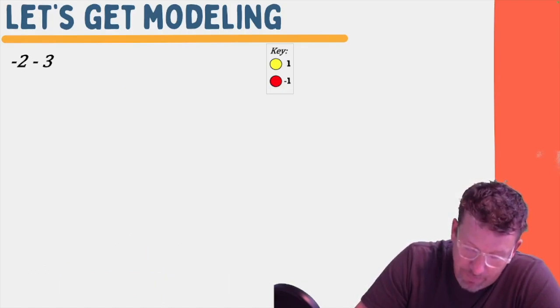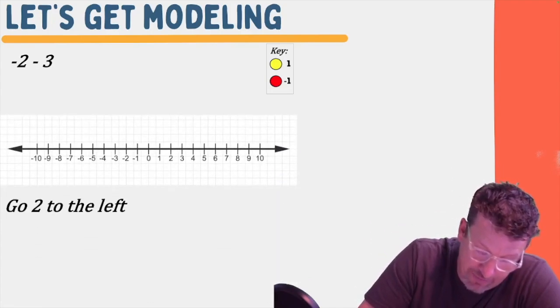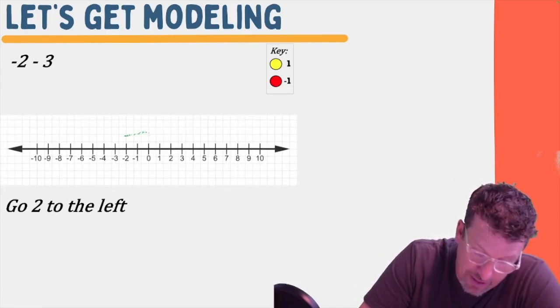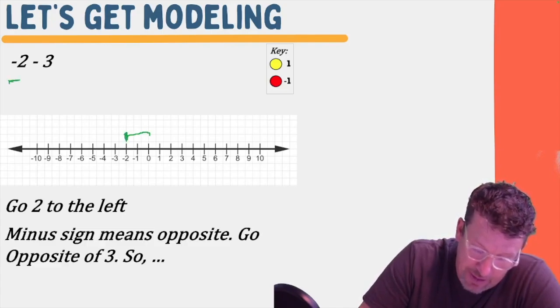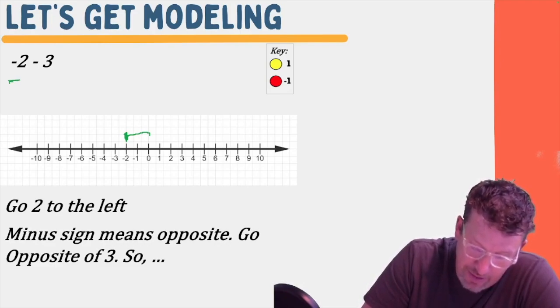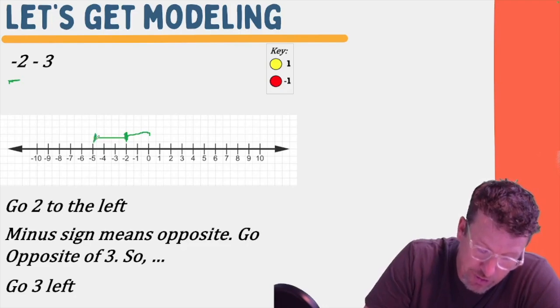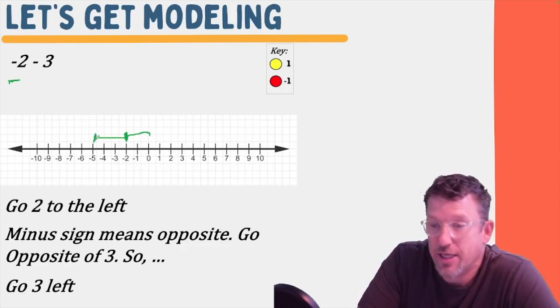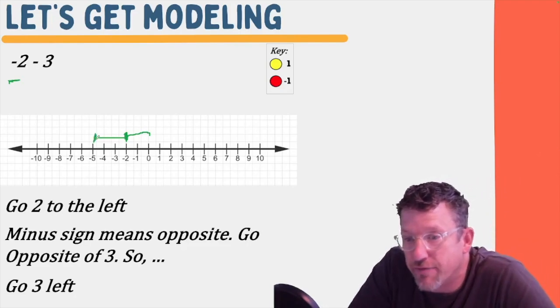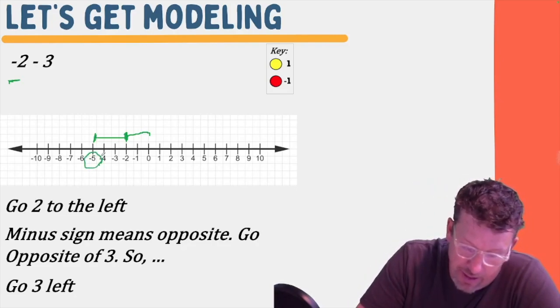Pretty simple, right? So how does that look on a number line? Okay, so the first thing you do is go 2 to the left. I'm at 0. I go 2 to the left because that's a -2. And then my sign means opposite, so go the opposite of 3, which means go 3 to the left. Remember, start using that sign when you see the minus sign. You can play around with the word opposite from time to time, and that'll get you where you need to go. Where did we end up? We ended up at -5. Same thing as the number chips.